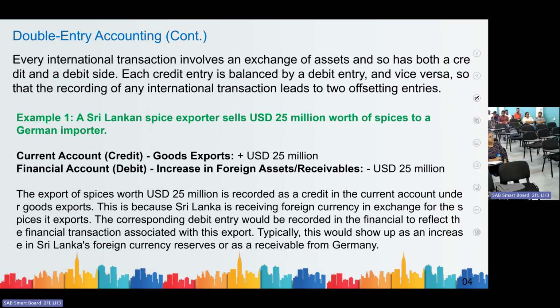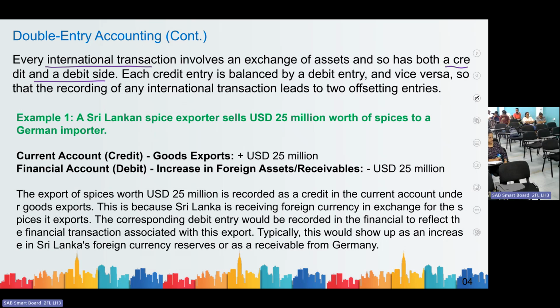So we consider an example here. Every international transaction involves an exchange of assets or products, and so has both a credit and debit side. Each credit entry is balanced by a debit entry. When there is a credit entry, by the same amount there should be a debit entry and vice versa. So the recording of any international transaction leads to two offsetting entries.